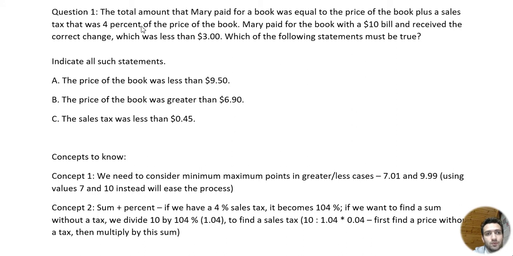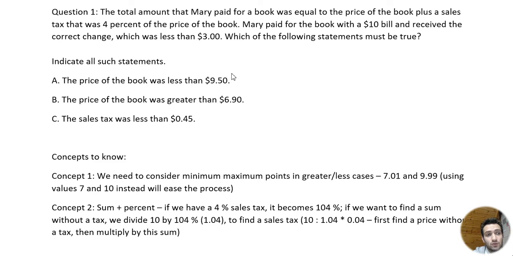Mary paid for the book with a $10 bill and received correct change, which was less than $3. So it means that Mary paid a minimum of 7.01 and a maximum of 9.99, something like this. And which of the following statements must be true? And they provide three statements.